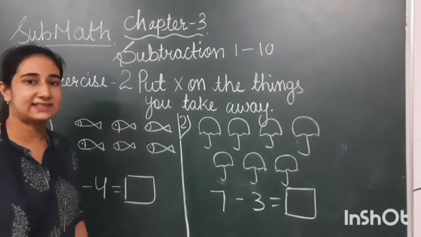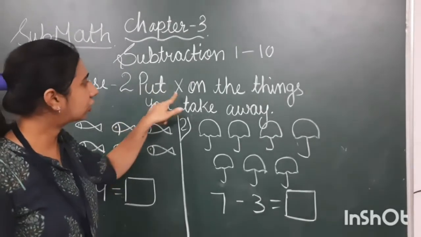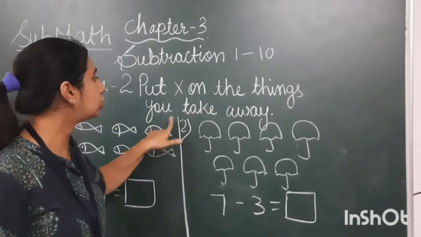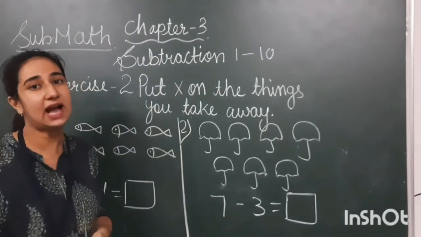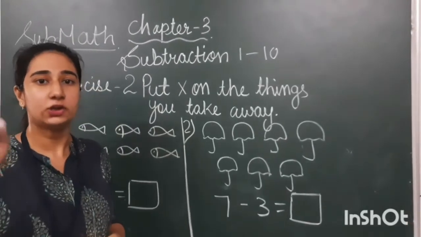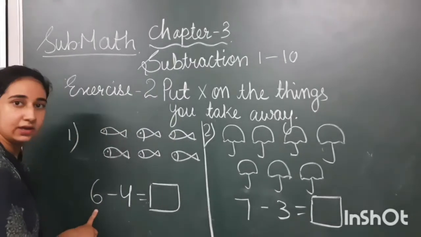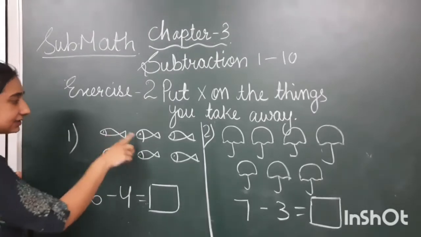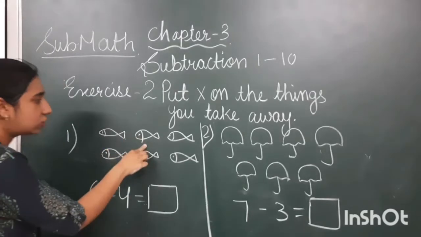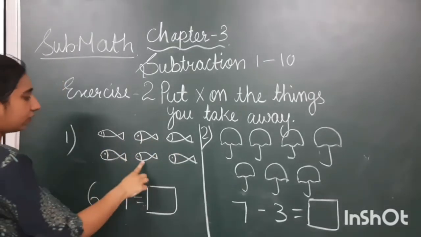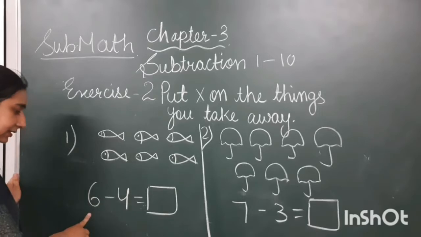Now, let's do exercise 2. Put cross mark on the things you take away. जो चीजें हम निकाल रहे हैं, we have to put a cross mark there. As see, here 6 is given and here 6 fishes are drawn. 1, 2, 3, 4, 5, 6. So here 6 is written.